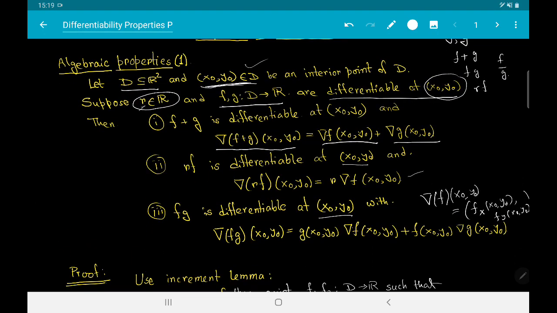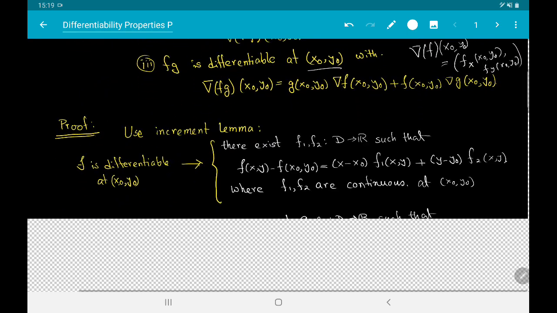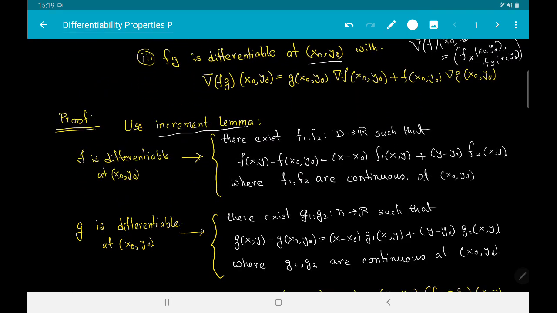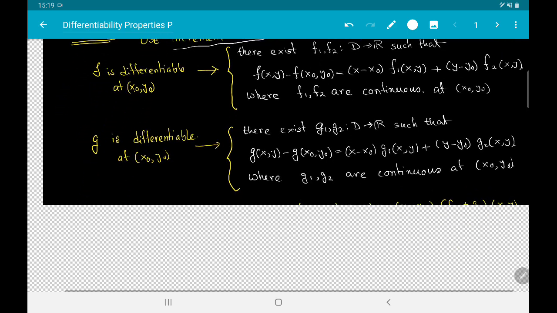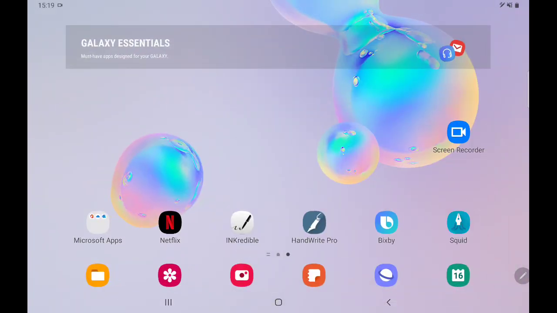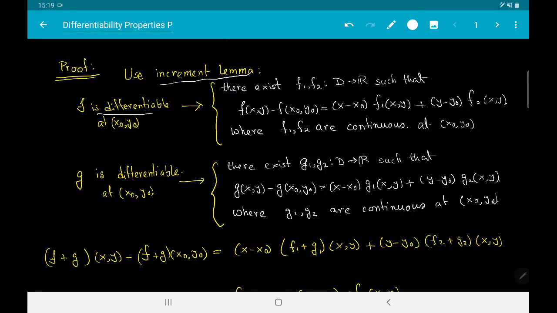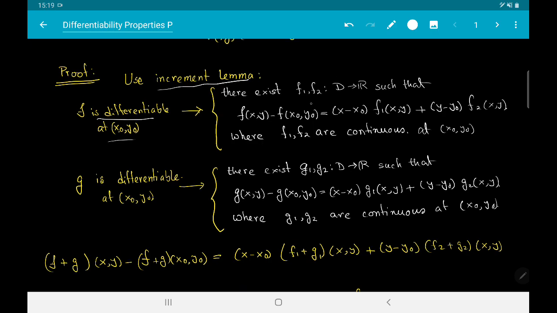these algebraic properties that we have just mentioned. So what is the main idea? The main idea is to make use of the increment lemma that we have just seen. So what does the increment lemma tell us? We know that f is differentiable at the point x0, y0, and by the increment lemma we see that there must exist two functions f1 and f2 that are continuous at the point x0, y0, such that f(x,y) minus f(x0,y0) is written as (x minus x0) times f1(x,y) plus (y minus y0) times f2(x,y).